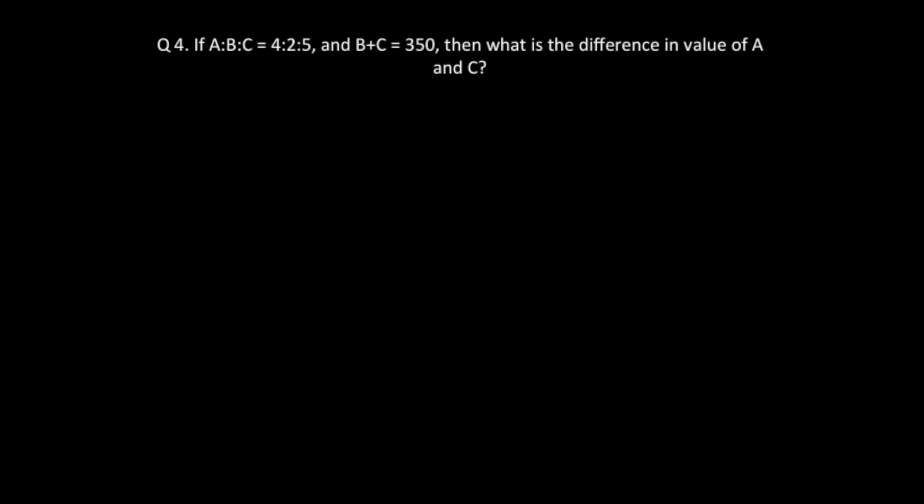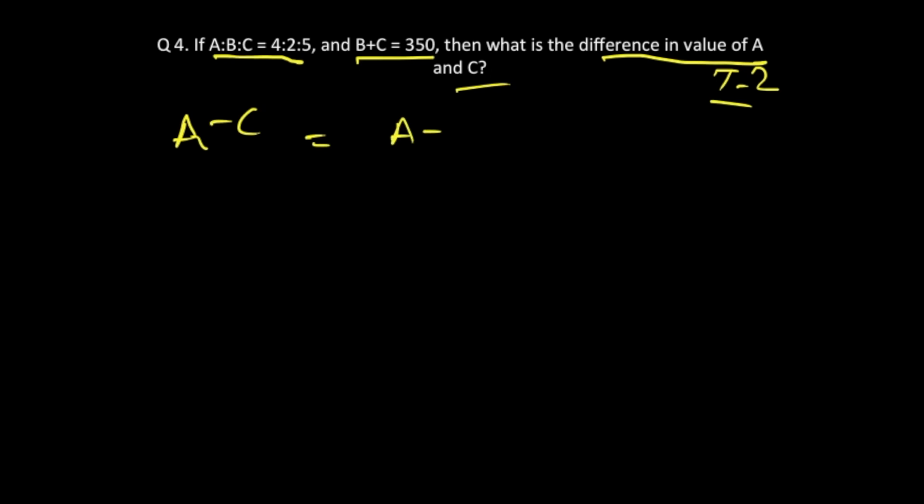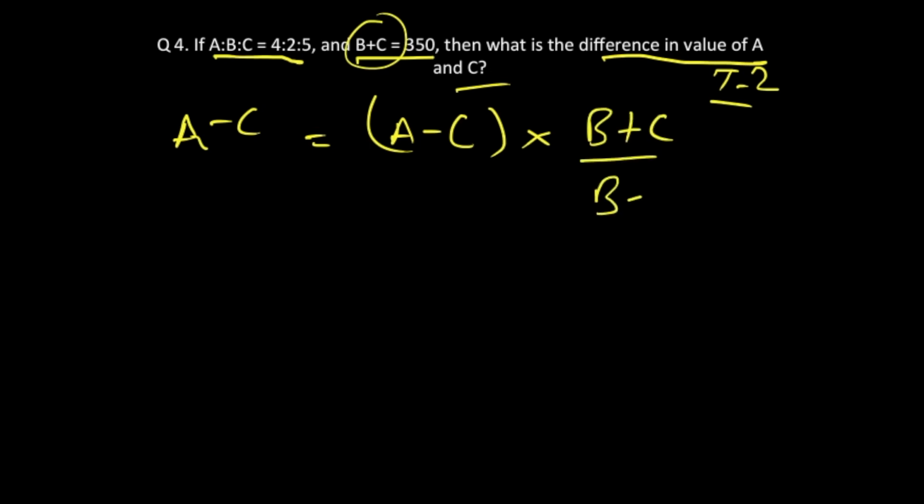Okay, this is another question of the same type, that is your type 2. And let's have a look. A is to B is to C is given to be 4 is to 2 is to 5, and you are given B plus C. We are supposed to find the difference in the value of A and C, right? So we can write A minus C, or the difference between A and C, as again A minus C into, since we are given B plus C, we'll write it as B plus C upon B plus C. But one of them would be absolute and one of them would be ratio.